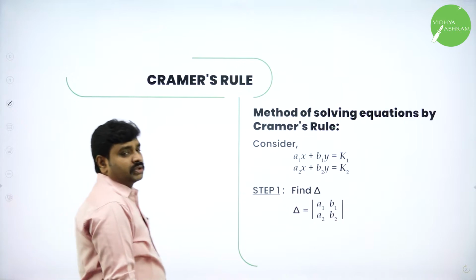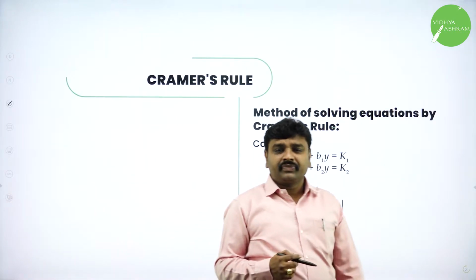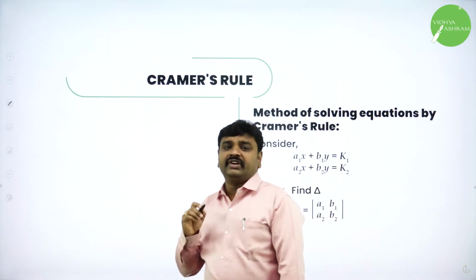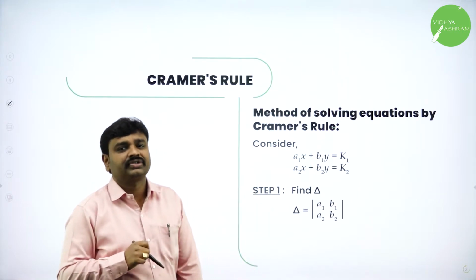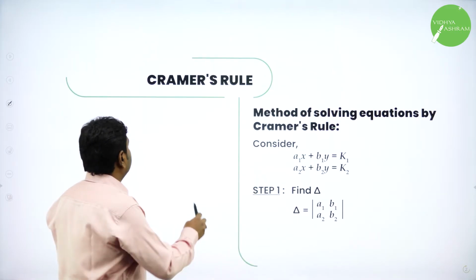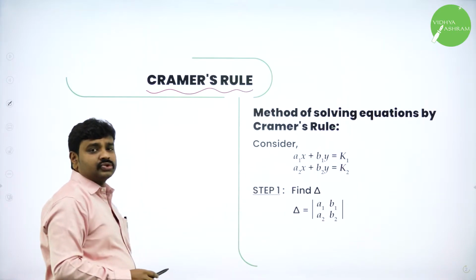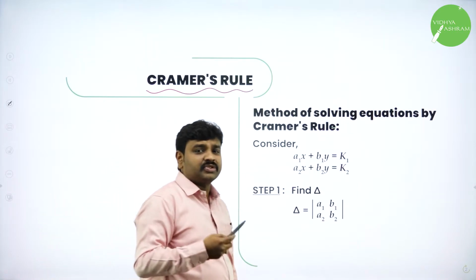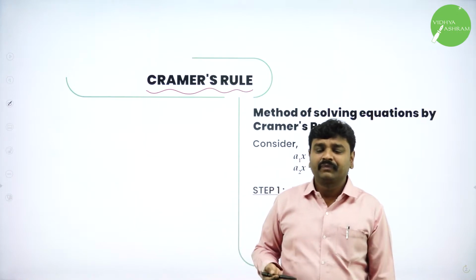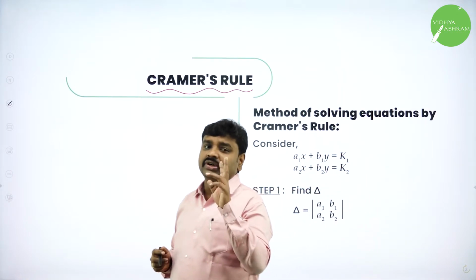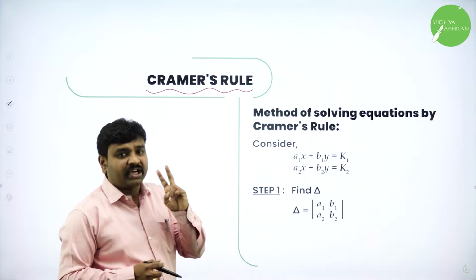So now, when equations are given, we can use the technique of determinants to solve the equations. One such method we are using is Cramer's rule. This method helps you to solve the equation. Solving the equation means what? Finding the values of the variable. So now we'll take first an equation containing two variables.